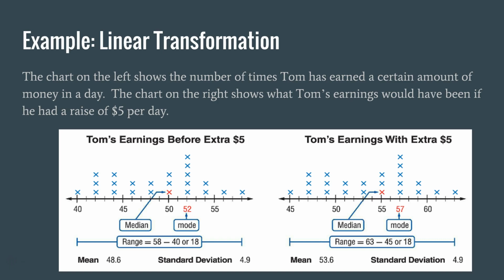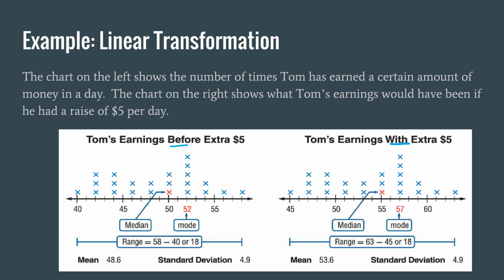As you can see here, we have that Tom has earned so much money a day. And on the next graph, we're going to say he had gotten a raise of an extra $5. So as we can see, we have two different graphs here. We have Tom's earnings before an extra $5, and to the right we have Tom's earnings with an extra $5.